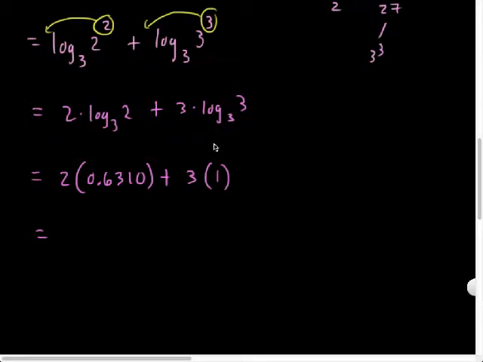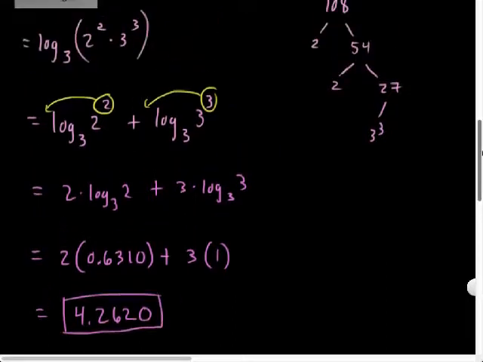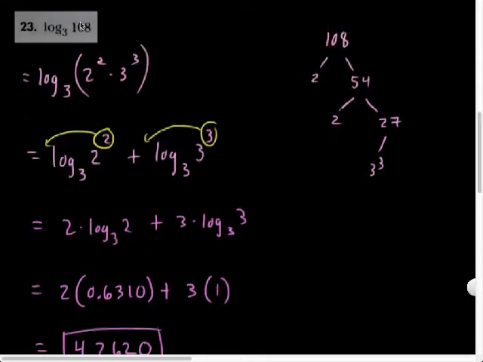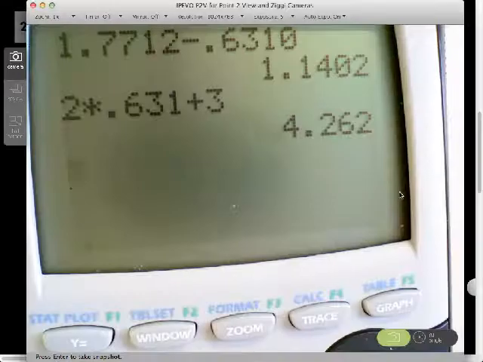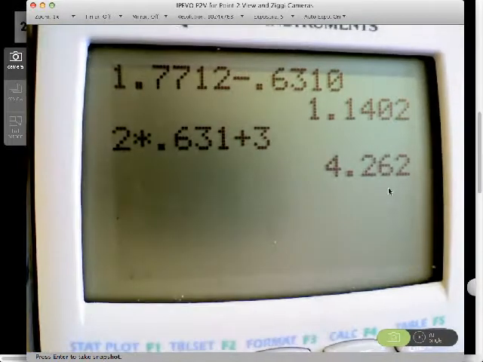So let's see, 2 times 0.631 plus 3. I end up getting 4.2620 is the answer to this question. What that means in the scope of the original problem is that 3 to that decimal is 108. And actually, let's see if I could get that here. Whoa, jumbo calculator.